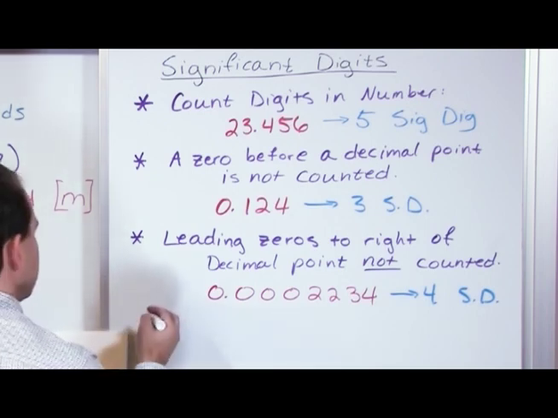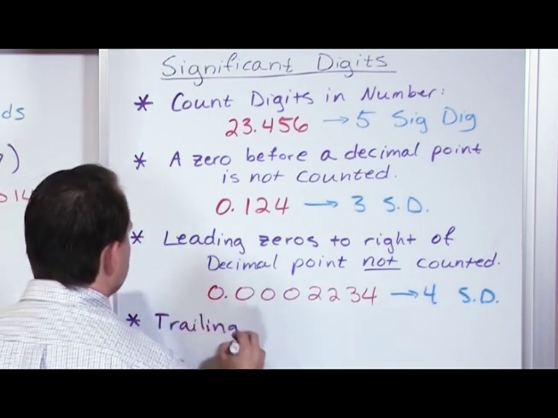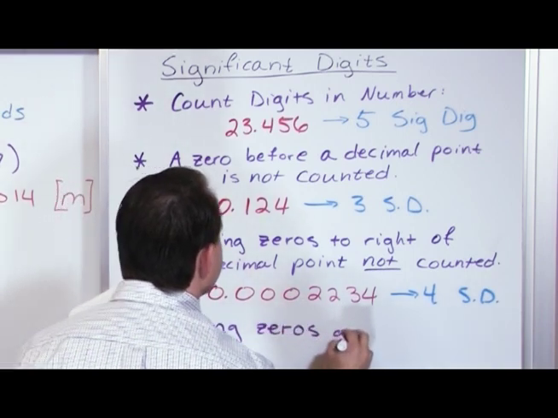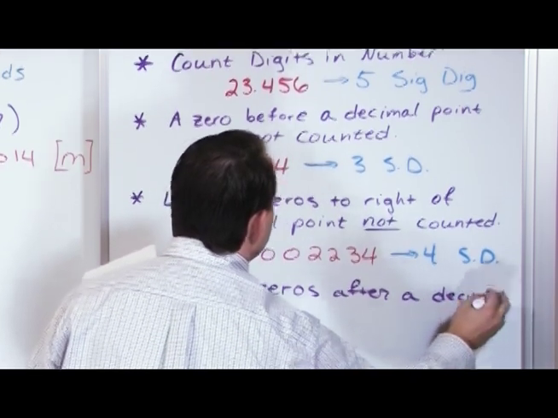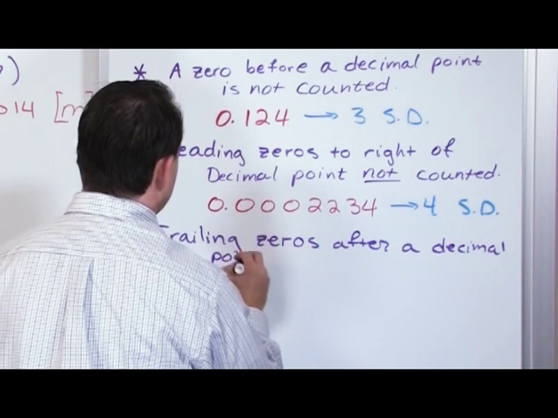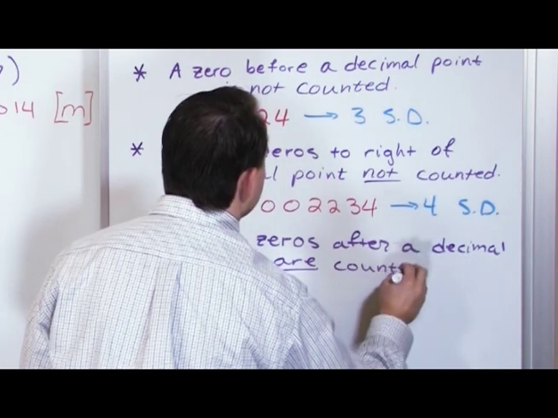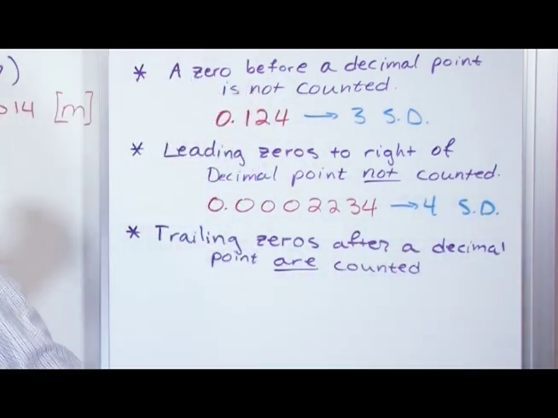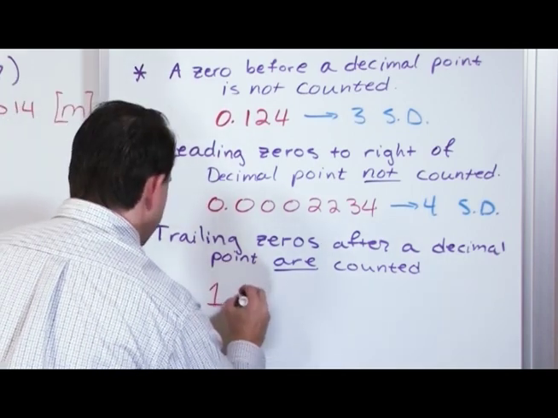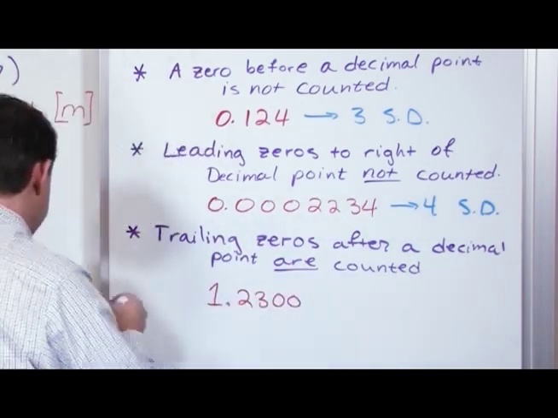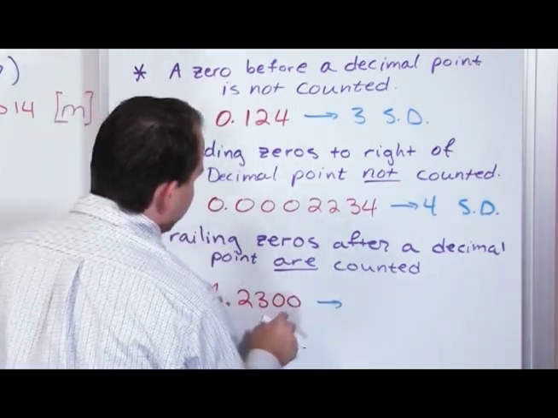Now let me give you one more. Trailing zeros after a decimal point are counted. Let me give you an example of that. 1.2300. How many significant figures does this number have? Well, based on this rule, we have 1, 2, 3, 4, 5 significant digits.